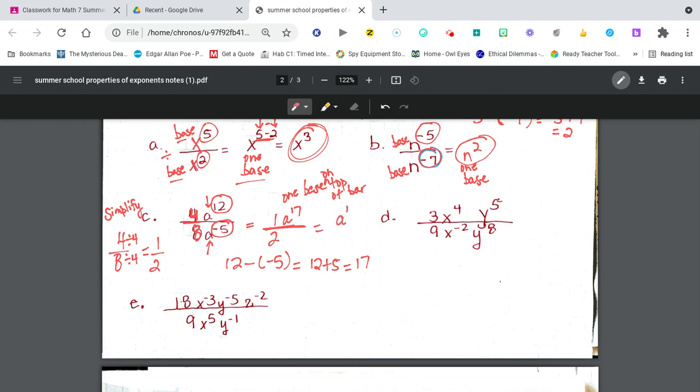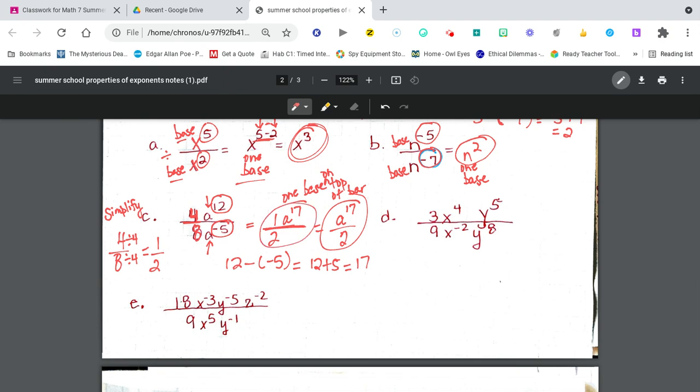Now, some people don't like putting that 1 in front of the a to the 17th, so they write it as an understood 1 and just write a to the 17th over 2. More than likely, you're going to see that. But you can see it written like C, with the 1/2, in the problem. You can see it written like this.